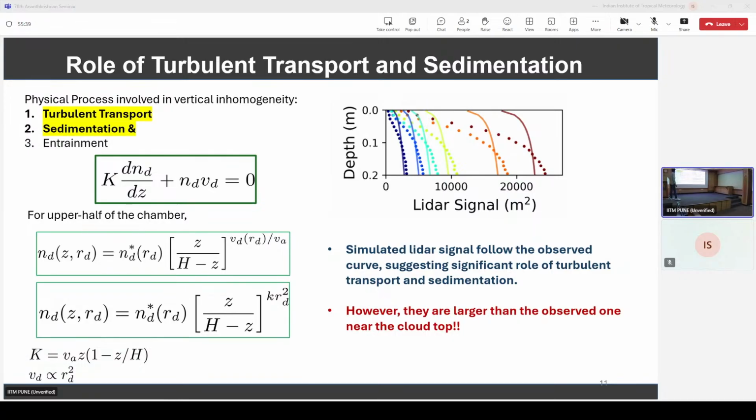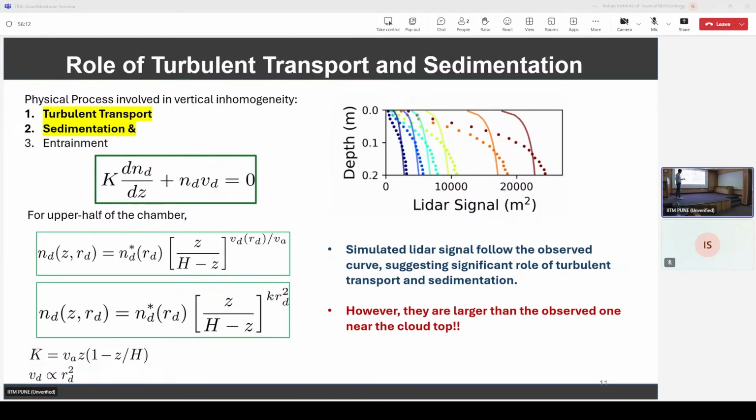So there are many processes, among which 3 are the most important: turbulent transport, sedimentation, and entrainment. You will see how they play a role. First is the turbulent transport and sedimentation, balanced by K, the turbulent diffusivity, and the gradient of the number concentration in the vertical direction, balanced by the sedimentation. When we solve this equation for the upper part of the chamber, considering the velocity measurement of the number concentration, we see that the expected profiles show that particular trend, but they are quite larger.